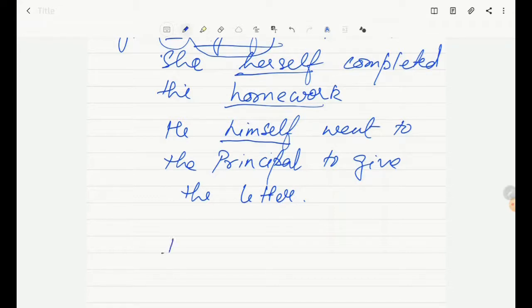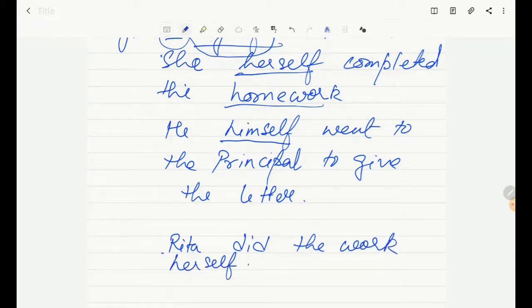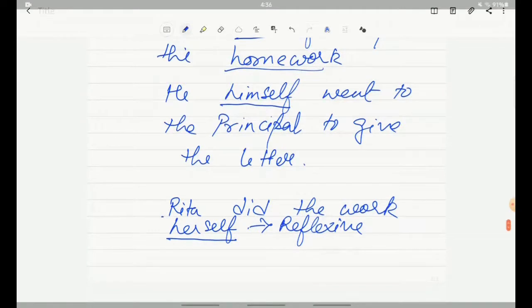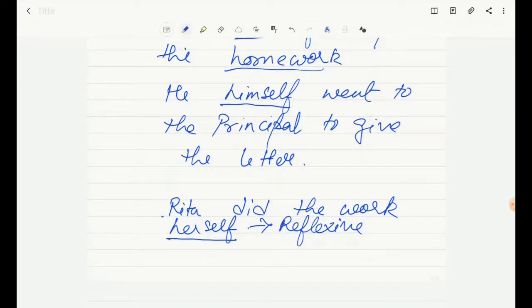Suppose Rita did the work herself. So there is no stress in this sentence. Rita did the work herself. Here it is the reflexive pronoun. It is a reflection of the work which is done by Rita. And reflexive pronouns are generally placed at the end of a sentence.